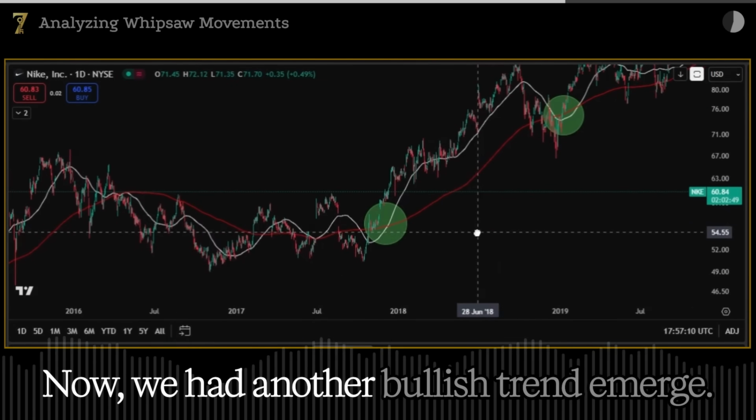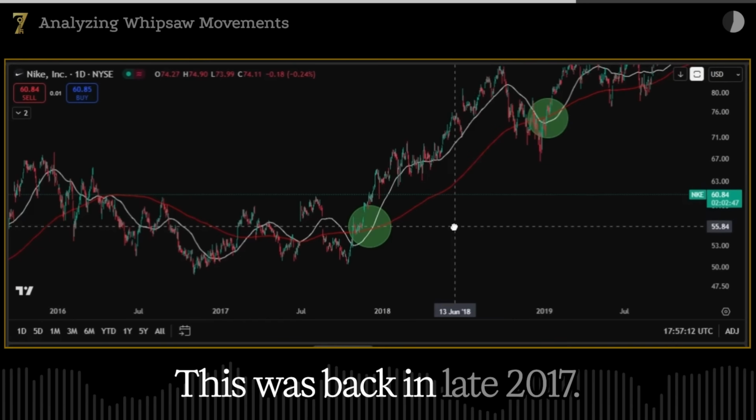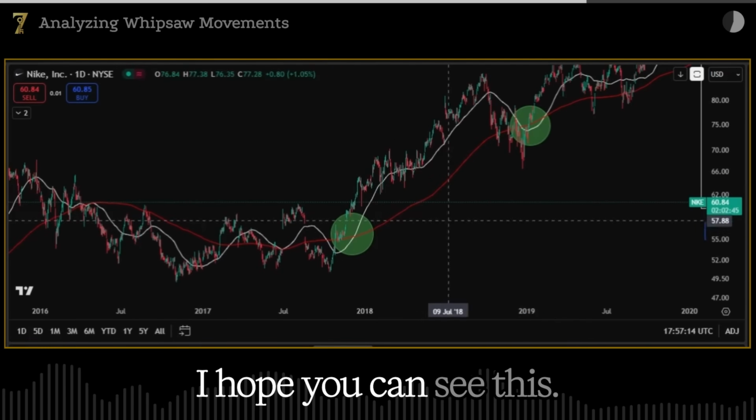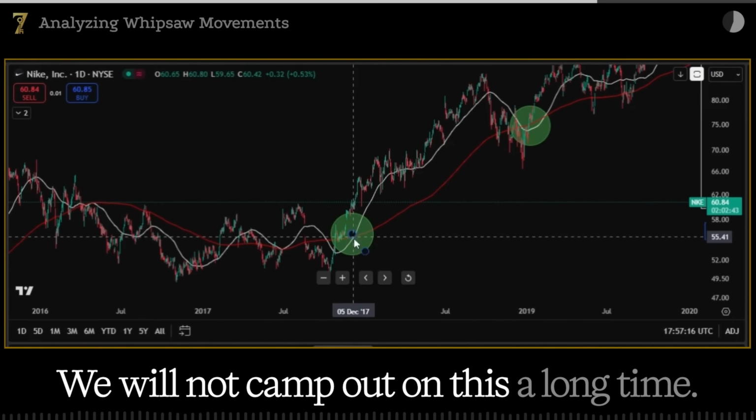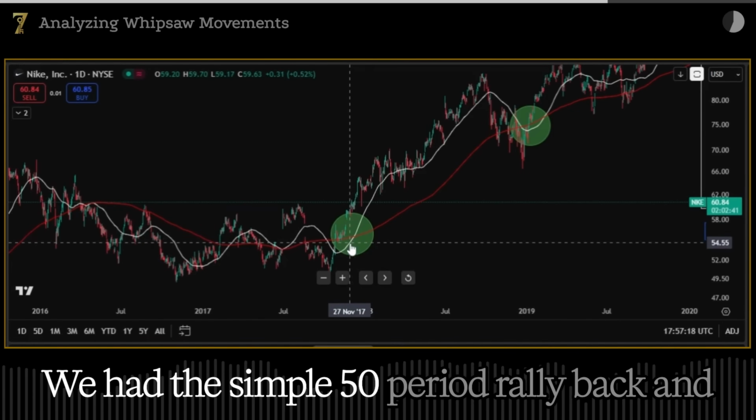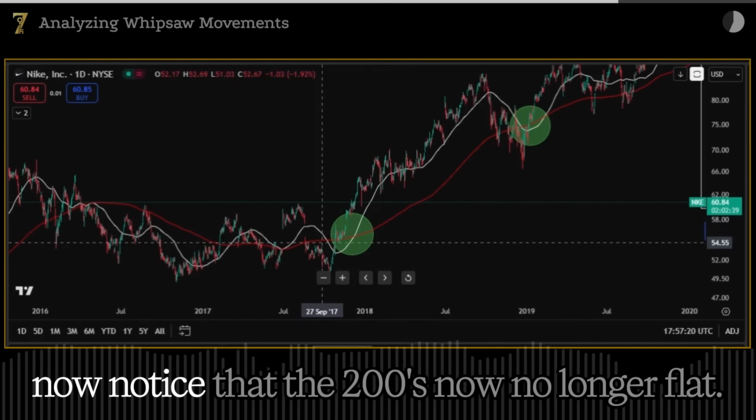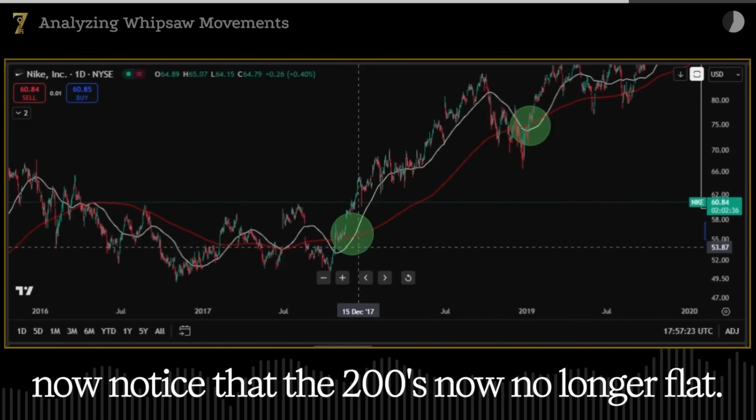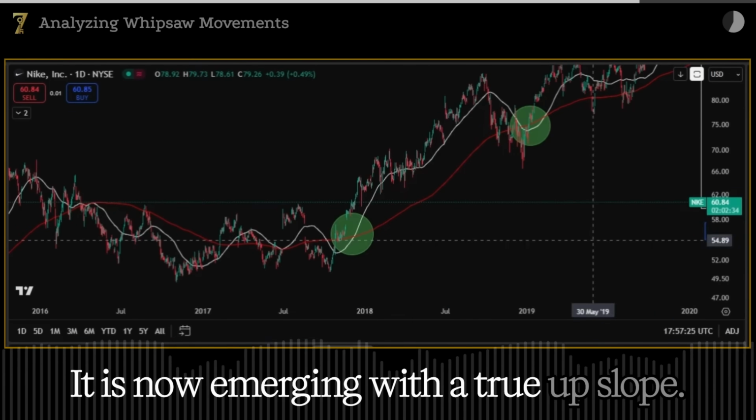Now, we had another bullish trend emerge. This was back in late 2017. I hope you can see this. We will not camp out on this a long time. We had the simple 50 period rally back, and now notice that the 200 is now no longer flat. It is now emerging with a true upslope.